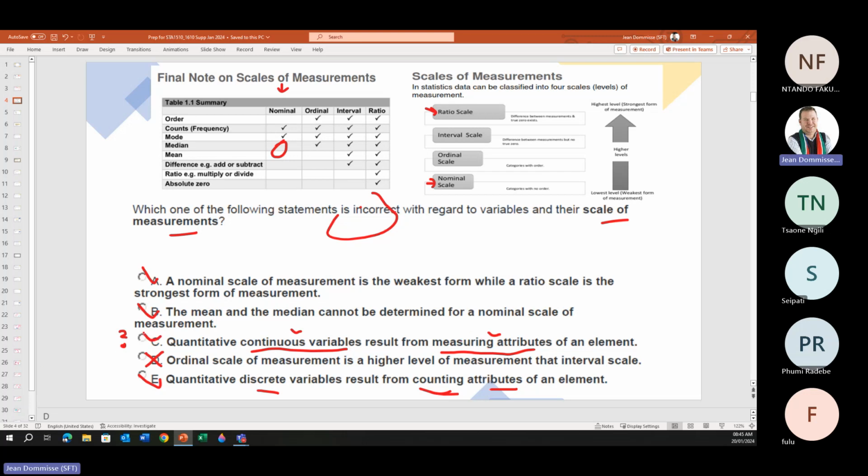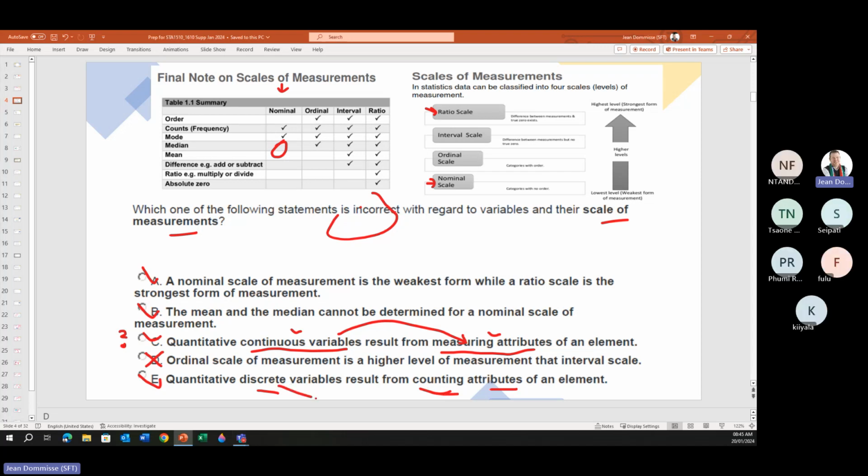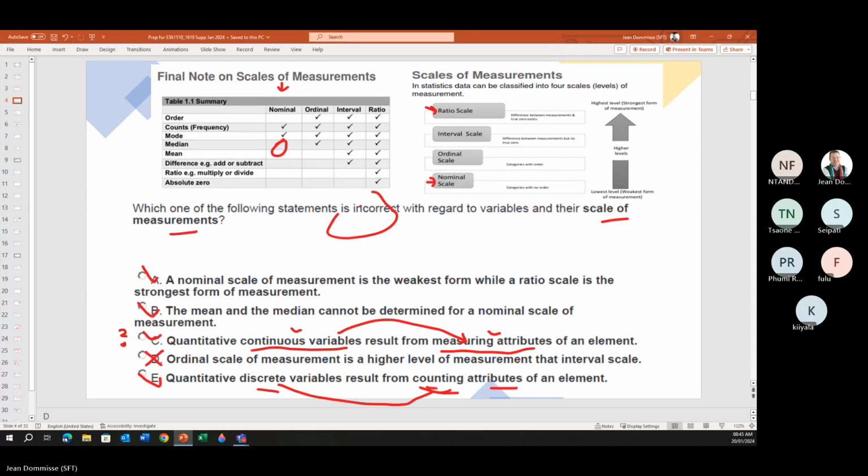Okay, so that again is something you can merely highlight for yourself: the continuous will be looking at measuring, and your discrete will be looking at counting.